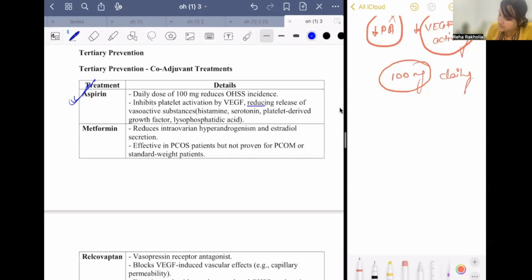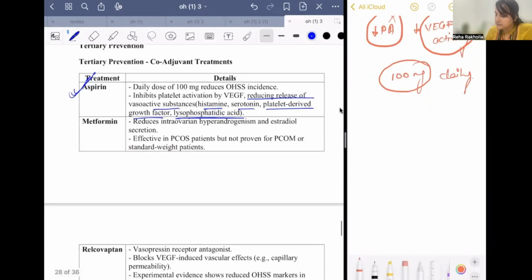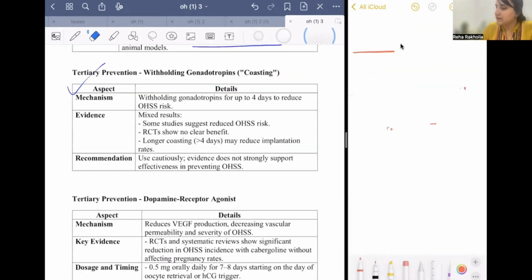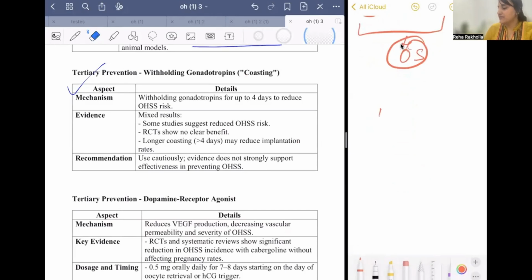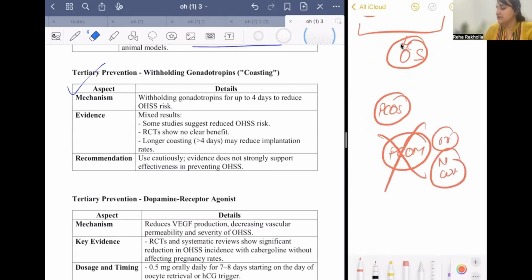It also reduces release of vasoactive substances like histamine, serotonin, platelet-derived growth factor, and lysophosphatidic acids. We will talk about metformin now. Metformin has been explored to reduce the likelihood of OHSS. It decreases the intra-ovarian androgen level and the estradiol secretion, thereby modulating ovarian response to stimulation. However, studies suggest that it is most effective in PCOS patients, but in PCOM patients it is not that effective, or in normal weight individuals it is not that effective.